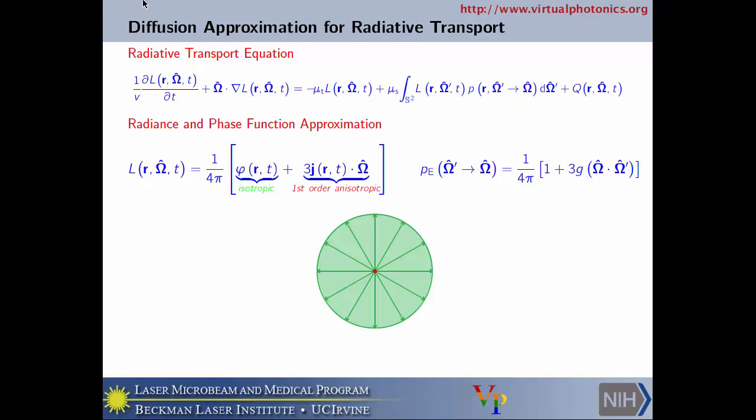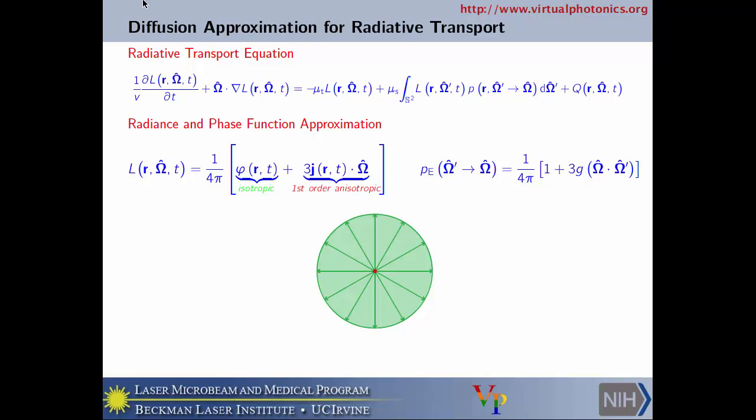So the key thing that allows us to reduce this radiative transport equation into an equation that we can solve is to assume a priori a simplified functional form for the spherical distribution of both the radiance and the phase function. The general way of doing this is expanding the functions on the unit sphere, both the radiance as well as the phase function, using spherical harmonics.